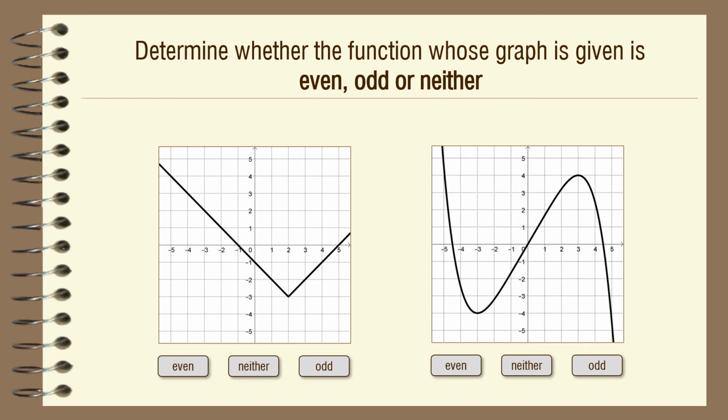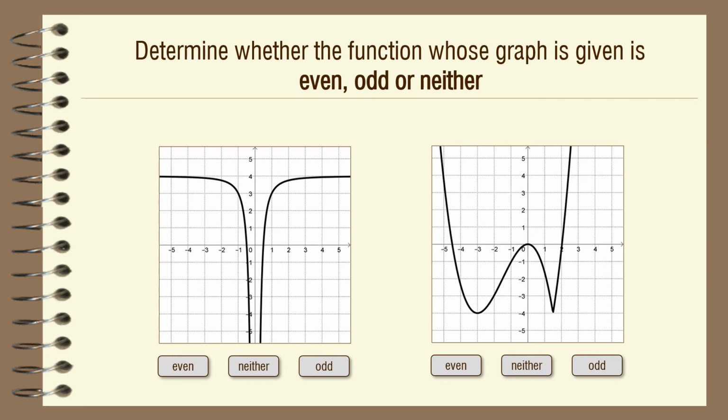Let me show you why it's not even. If I was to reflect it around the y-axis, the graphs would not match up. If I thought it was odd, I would not be able to rotate it 180 degrees around the origin and match up. Therefore, this graph is neither. The graph on the right, on the other hand, is symmetric with respect to the origin. Therefore, I should be able to rotate it at the origin and produce the same graph.